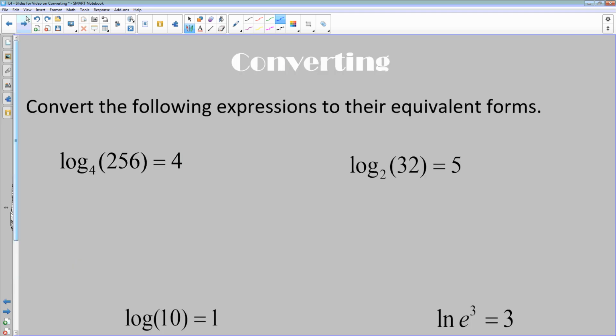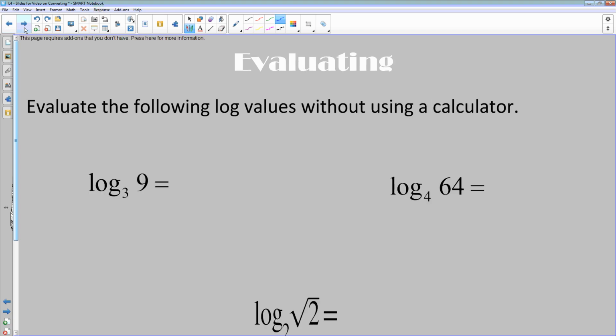Sorry, these are just more practice on converting. I apologize. It might have even been some of the ones that we already did. I'm not sure why there's an extra slide of that. So let's move on to evaluating. We are going to evaluate these ones without a calculator because they're pretty simple.